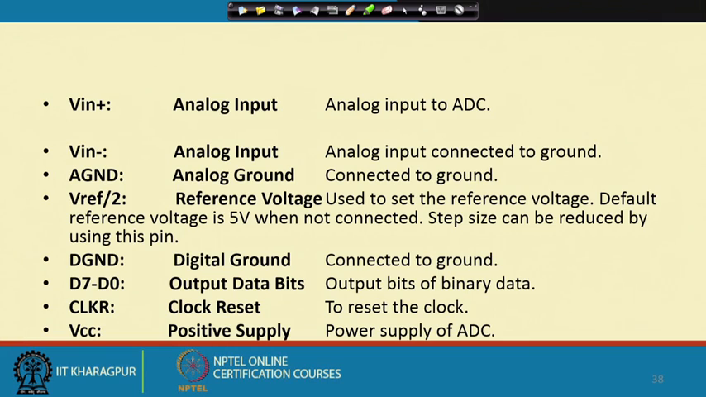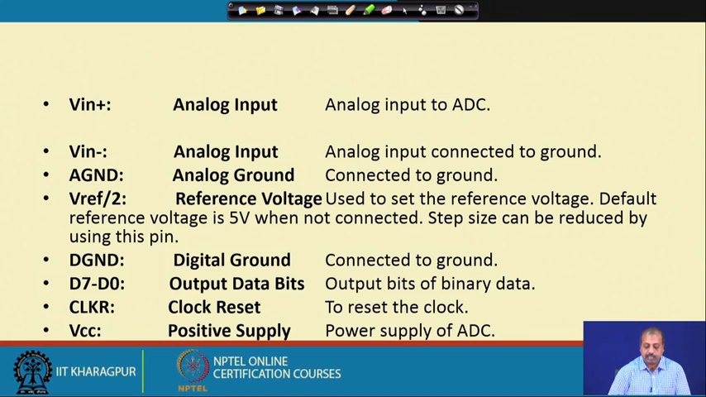in the analog voltage that will produce a change in the LSB. So, we have got this Vref by 2 pin. Then there is a digital ground pin, DGND, which is also connected to ground, and D0 to D7 are the output data bits. Then we have got clock R, for resetting the clock, and there is a VCC power supply, which is the power supply for the ADC. So, these are the important pins that we have for this ADC.